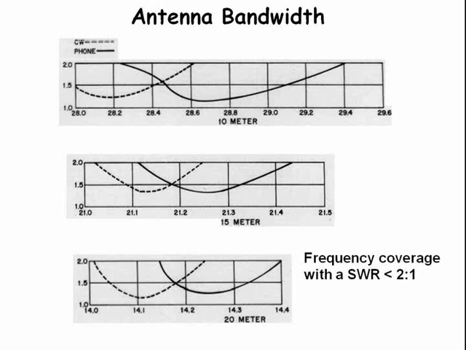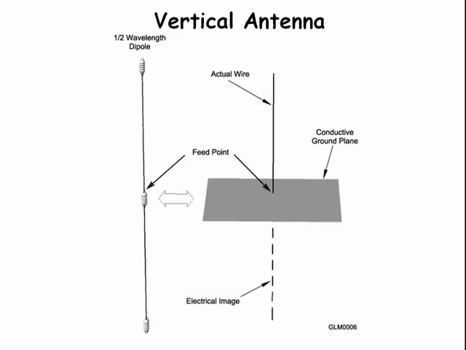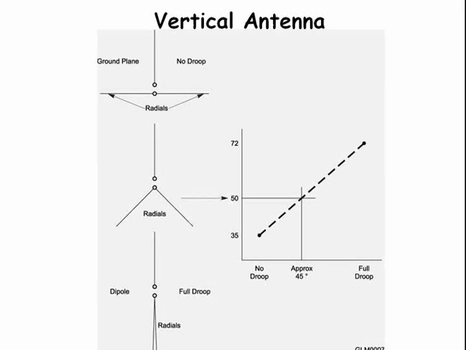The standing wave ratio is another important antenna characteristic. We like to have the SWR as low as possible for as much of the band as possible so that we can use the same antenna for the whole band. Vertical ground plane antennas are like 1/2 wavelength dipoles. The ground plane makes up the electrical image of the other half of the antenna. We get the best SWR from a vertical ground plane antenna when the radials slope down at a 45-degree angle.